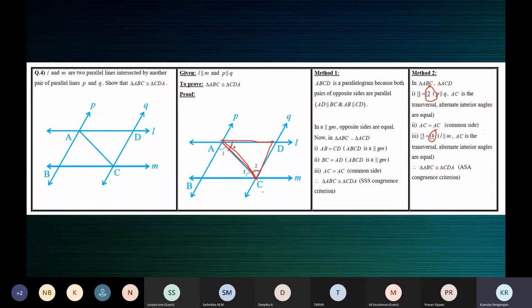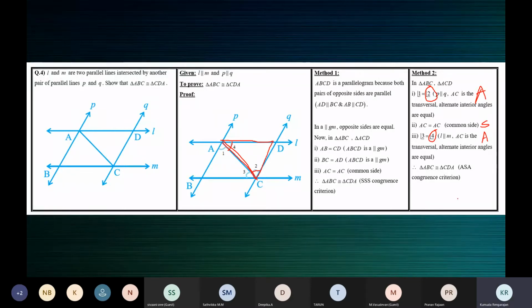So AC is the included side. It so happens that AC is the included side in both the triangles. Angle 1 and angle 3 include AC. Angle 2 and 4 also include AC. And AC is equal to AC. Included side is the same side. It's a common side. So we've mentioned one pair of equal angles, another pair of equal angles, and the included sides equal.